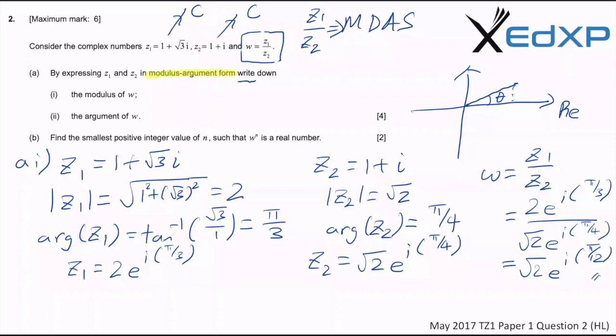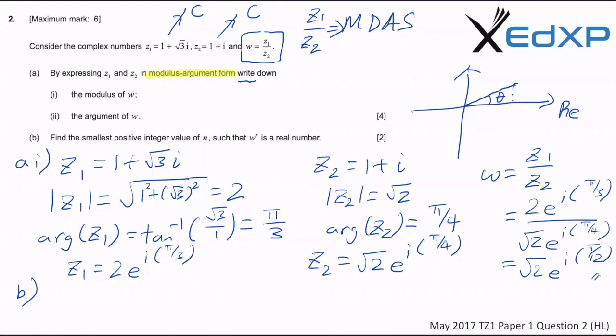Okay, and that is the modulus and argument of W. The modulus is root 2. The argument is pi over 12. So I hope you got that. Let's move on to part B. Hopefully we have some space here.